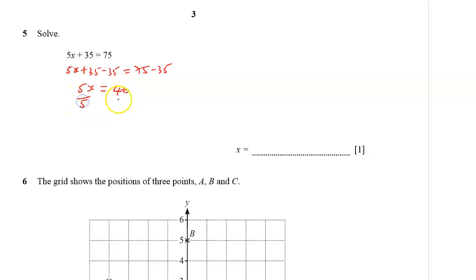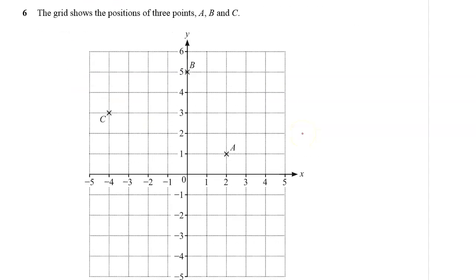We divide both sides by 5. This 5 will cancel. You get x. And 40 divided by 5 gives us 8. Therefore, our answer is 8. x is equal to 8. Number 6.